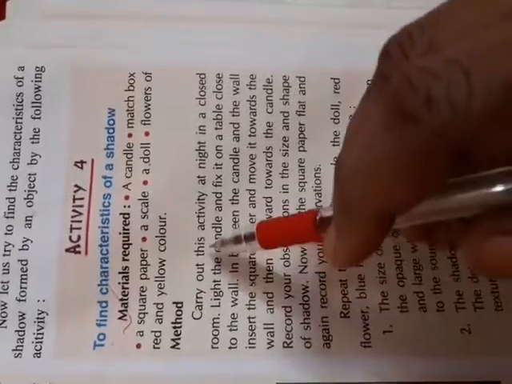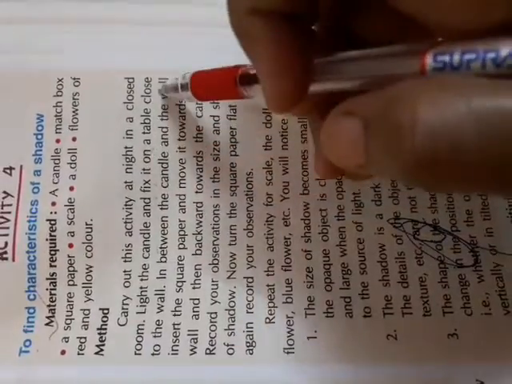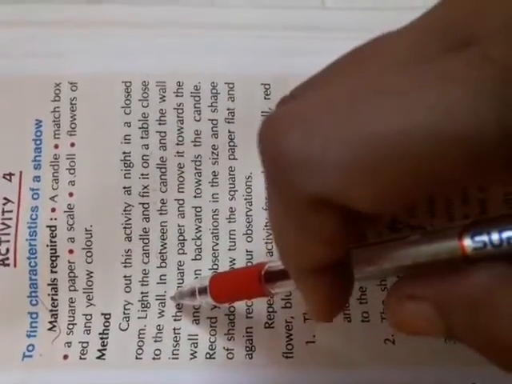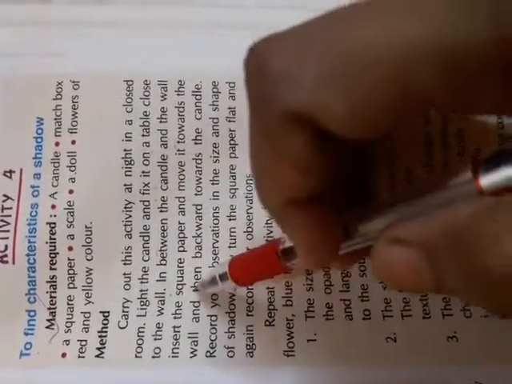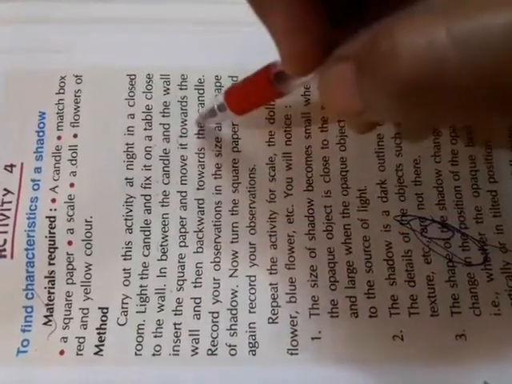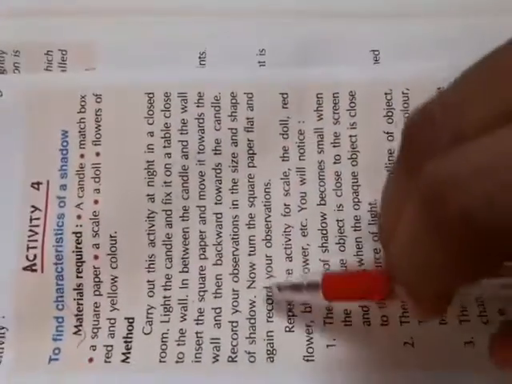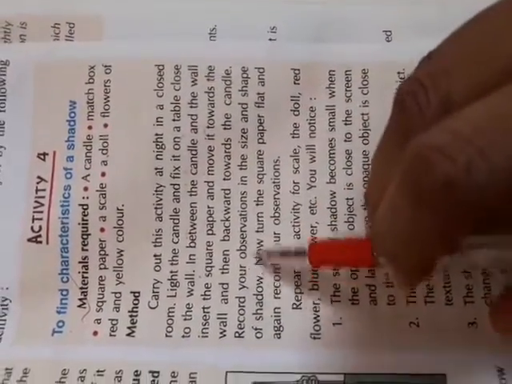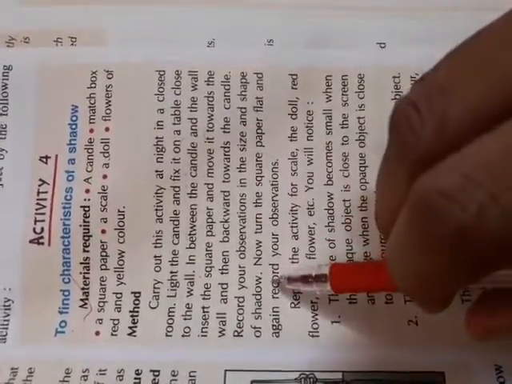Carry out this activity at night in the closed room, light the candle and fix it on a table close to the wall. Then, in between the candle and the wall, insert the square paper and move it towards the wall and then backward towards the candle. You will observe the changes in the size and shape of shadow.